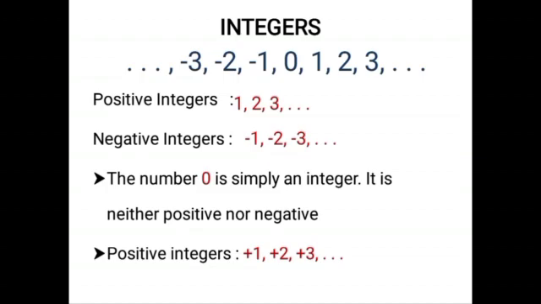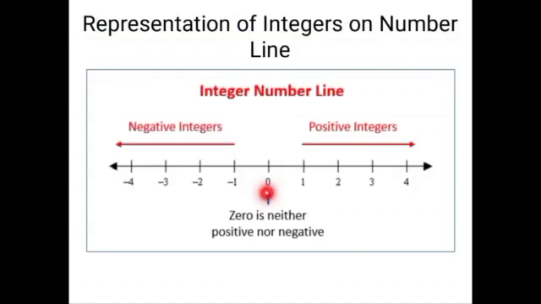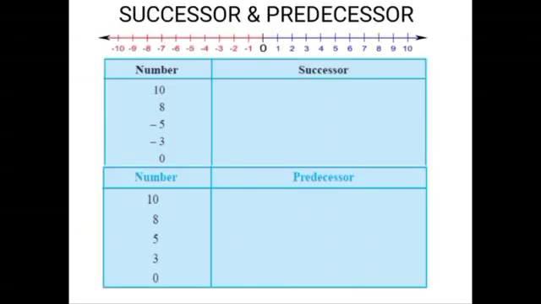Representation of integers on a number line. Here is 0, which is neither positive nor negative. On the right side of 0, the positive integers are written, and on the left side of 0, the negative integers are written. Now we are going to find the successor and predecessor of integers using the number line. See, the successor of 10 is the number after 10, to the right side of 10, which will be 11.